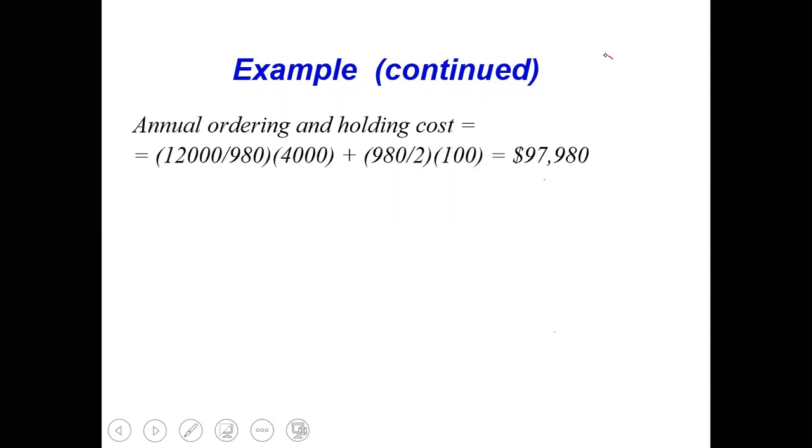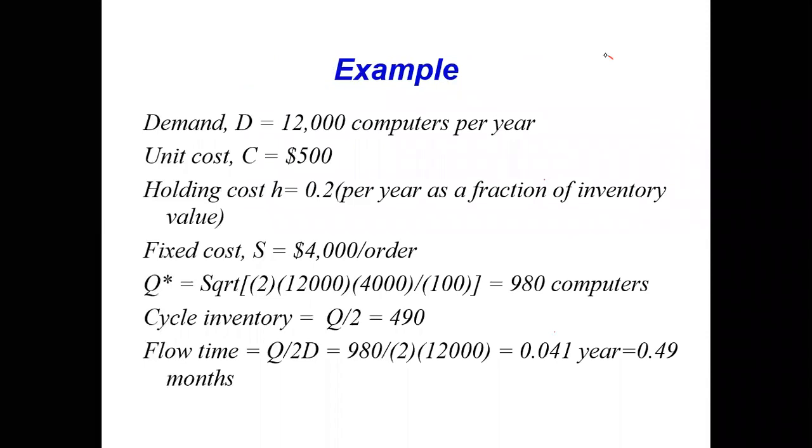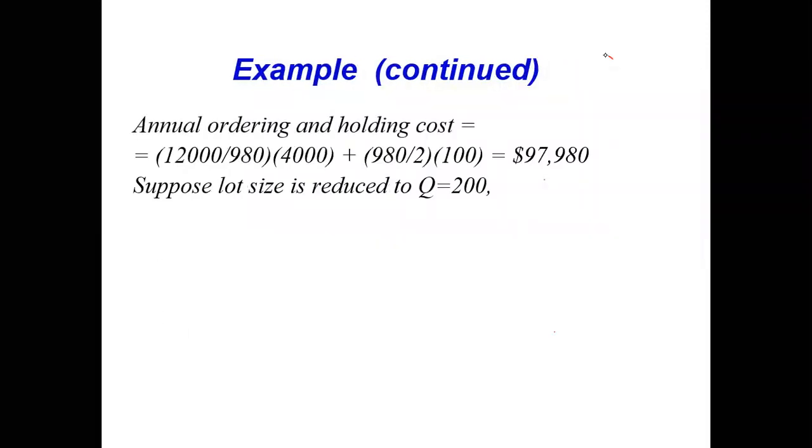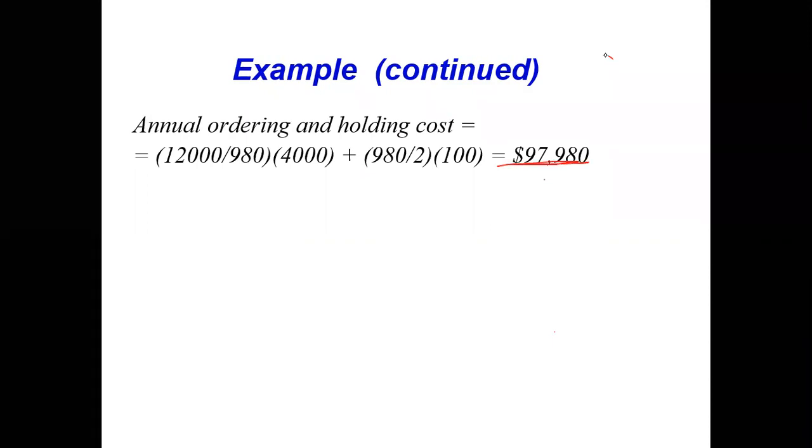Okay, there it is. Now we have divided it into annual ordering and holding cost as well. Okay, so 980 was the Q, and we calculate the total cost, and that is only the supply chain cost, right? This is only the total annual supply chain cost. So now we end our lecture here and give you a question to practice.